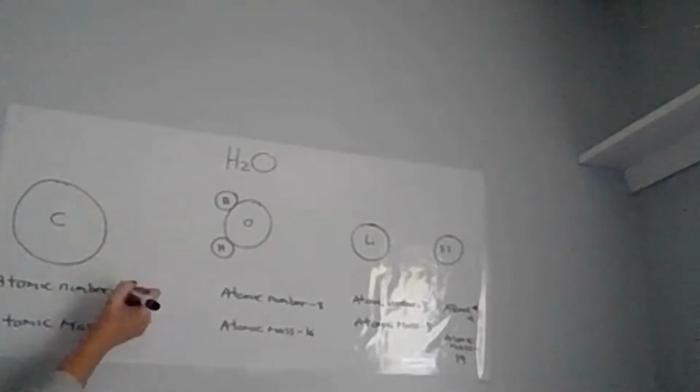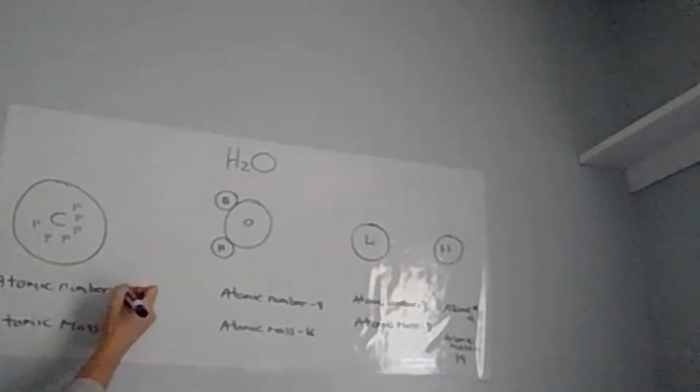But anyhow, just to review the atomic number, I'm going to go back and use carbon for an example. I hope that you guys can see this. I tried to make it large. The atomic number is 6. So remember that your atomic number is going to tell you how many protons you have and also how many electrons you have. So I'm going to put in 6.